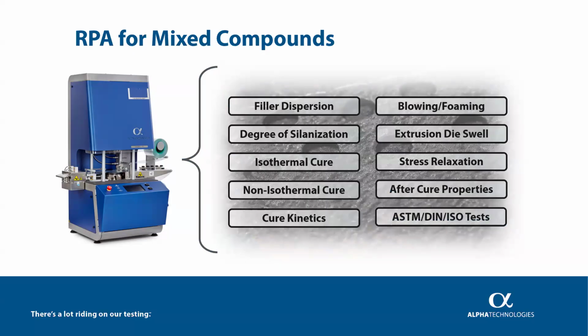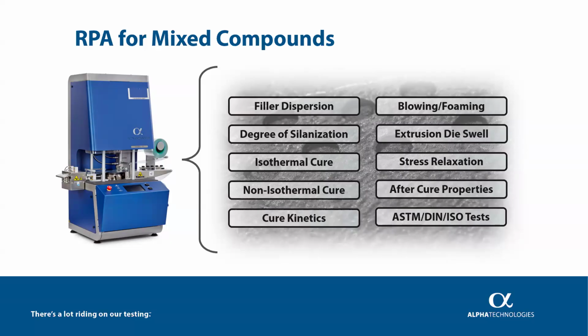All right, so when it comes to mixed compounds, the RPA can be used to evaluate filler dispersion and determine the degree of silanization. You can run MDR-like isothermal cure tests, as well as non-isothermal tests to simulate real-world temperature profiles and observe how the material responds.